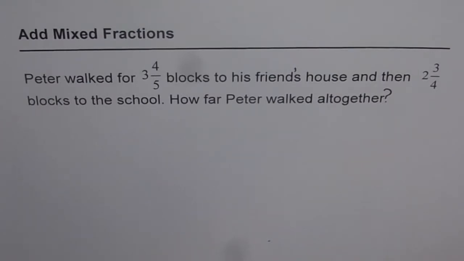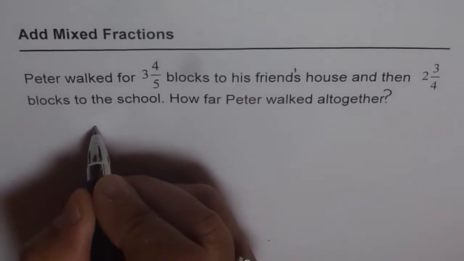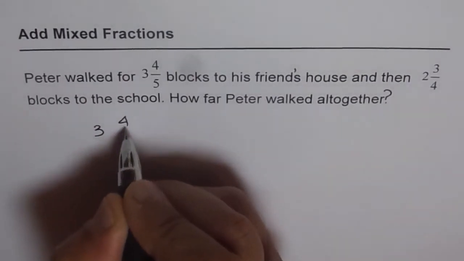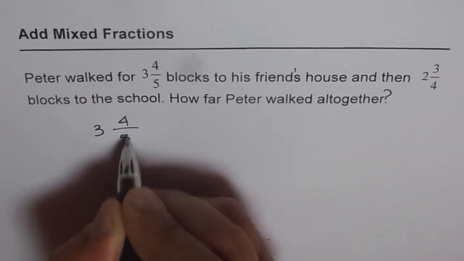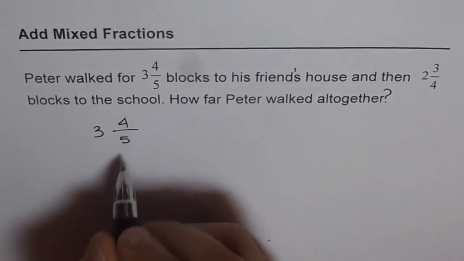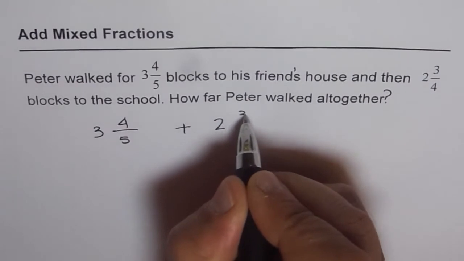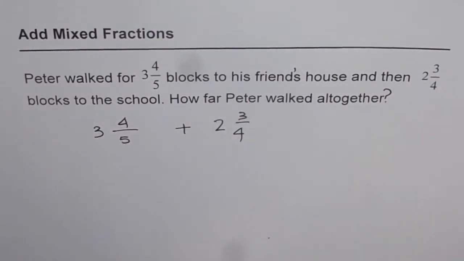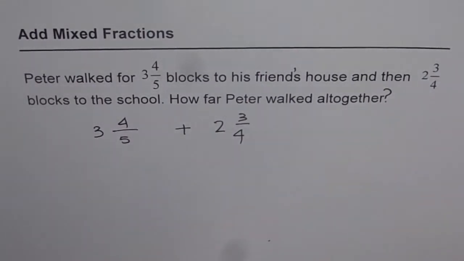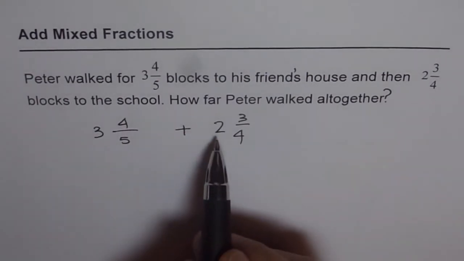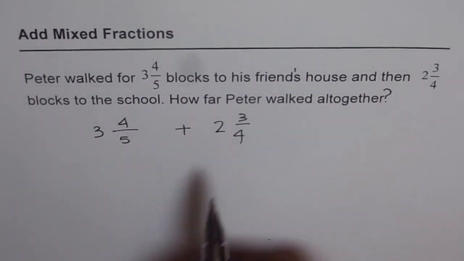Altogether means you have to add the numbers, right? So let's add the numbers and find out how far Peter walked. The two numbers are 3 4/5 blocks and the other one is 2 3/4. Now these are what type of fractions? These are mixed fractions since we have whole numbers and fractions mixed up.